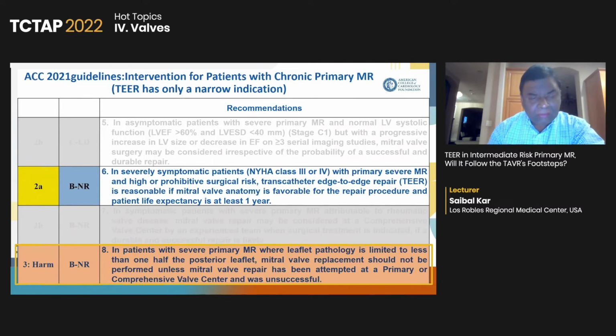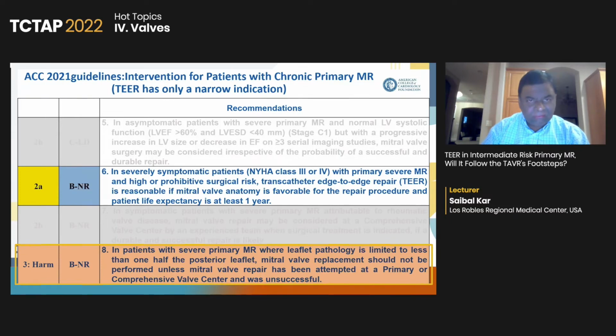If you look at the last part of this guideline, which was not there in the previous guidelines, it's class 3: harm to consider treating a patient with a replacement if less than 50% of the posterior leaflet is involved, or if it's not even tried in a comprehensive valve center. Because if you take a patient with a P2 flail and replace the valve, it's considered to be harmful.